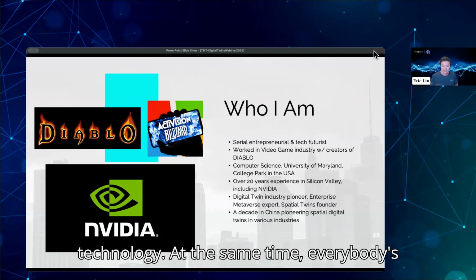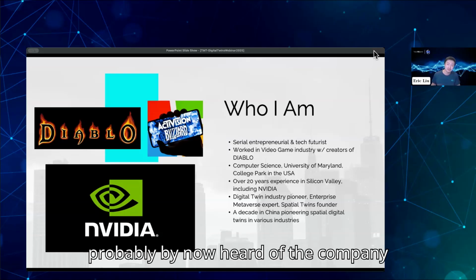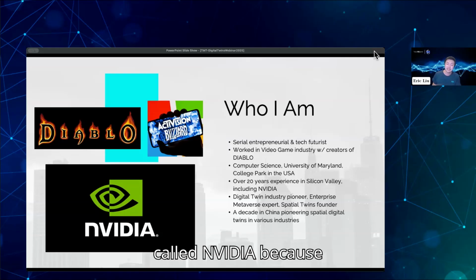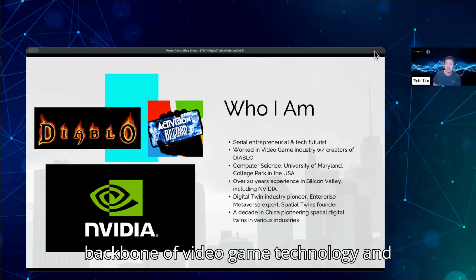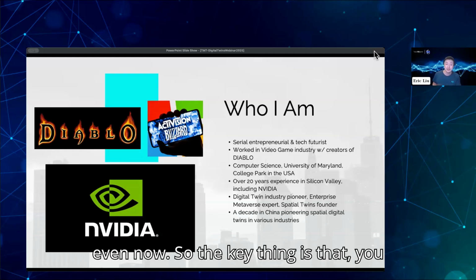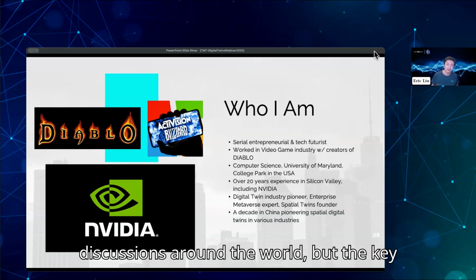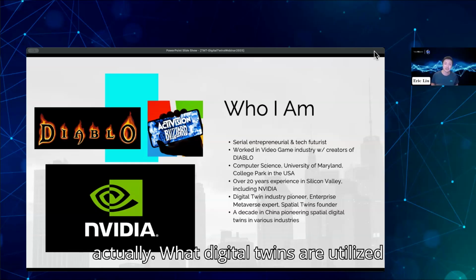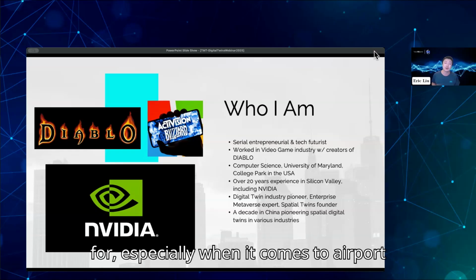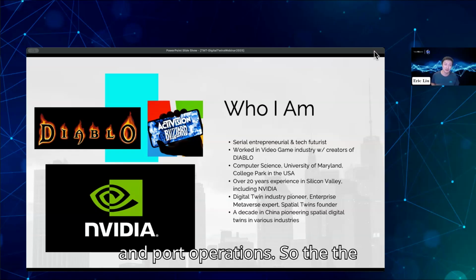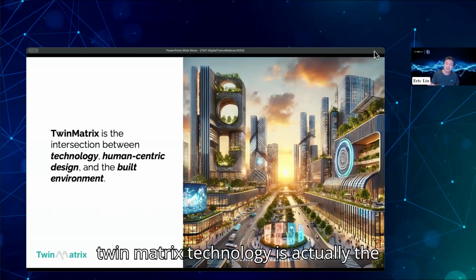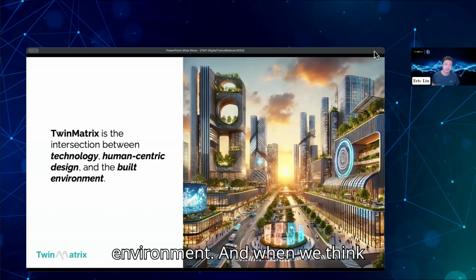At the same time, everybody has probably by now heard of a company called NVIDIA, because NVIDIA is the backbone of not only AI, but previously it was the backbone of video game technology, and even now. I do a lot of discussions around the world, but the key thing I'm going to focus on today is what digital twins are utilized for, especially when it comes to airport and port operations. Twin Matrix technology is the intersection between technology, human-centric design, and the built environment.